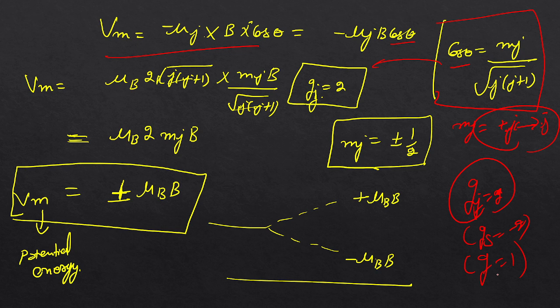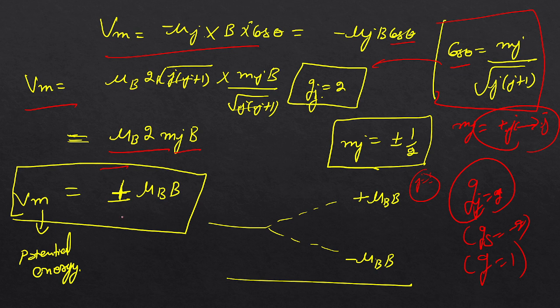So this is the potential energy that we got. Now put the mj value here. The mj value is plus minus 1 over 2, which means the j value is 1 over 2. Put the value of mj here, and you will get it like this.